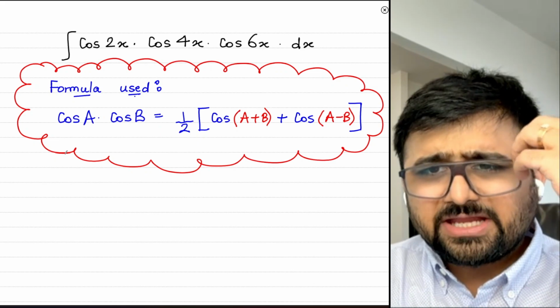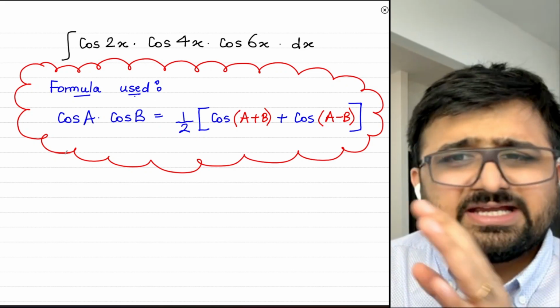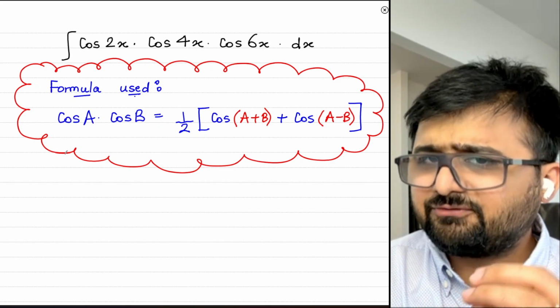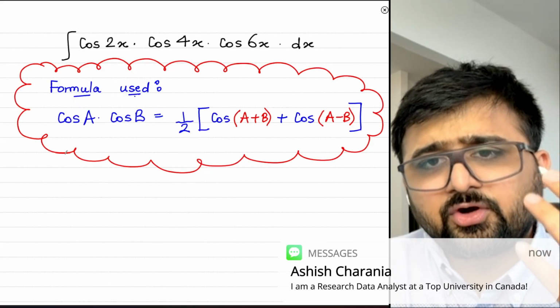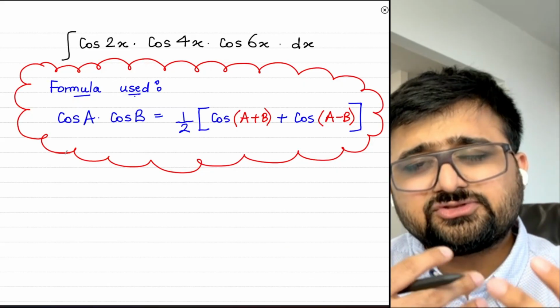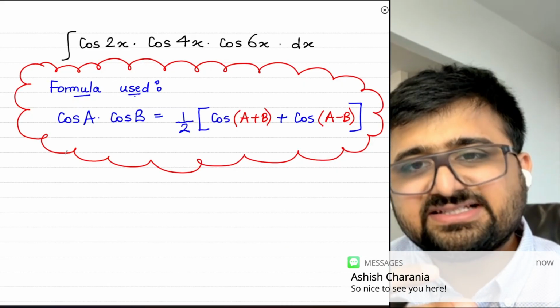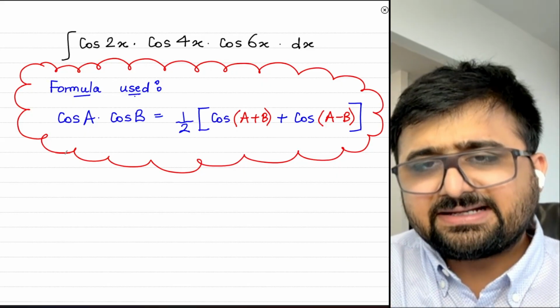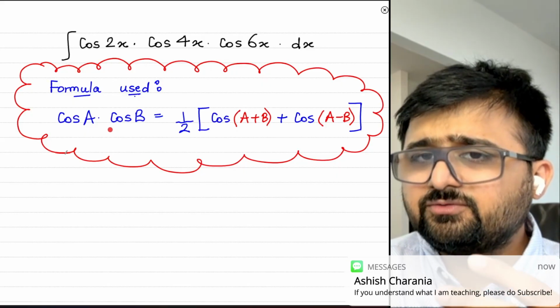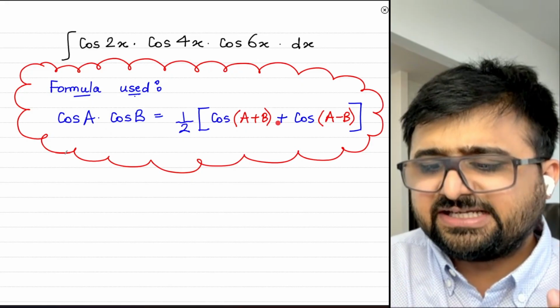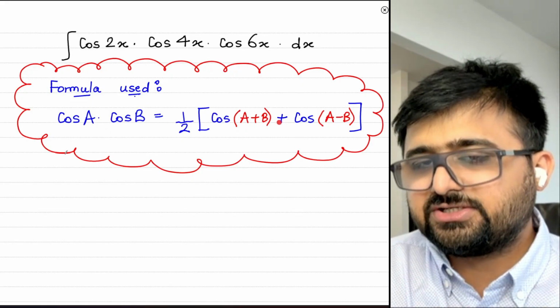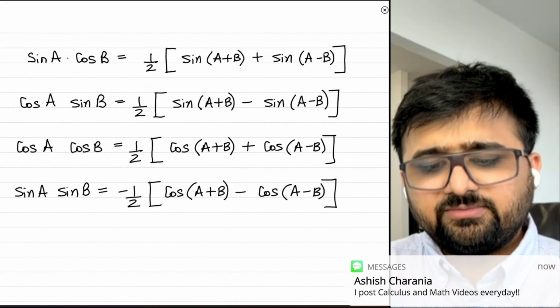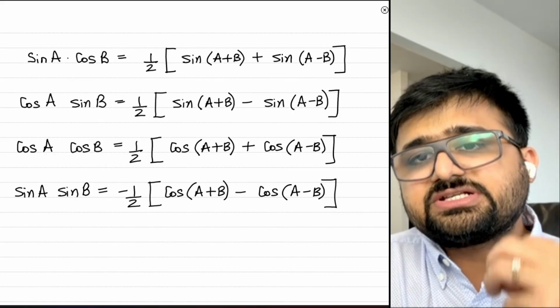This integral might look impossible at first, but it is not. It is all about the trigonometric formula that you have to use here. In order to integrate the products of sine terms and cosine terms, always remember you have to use the defactorization formulas of trigonometry. Defactorization formulas are the formulas which convert your product of sine and cos into either addition or subtraction.